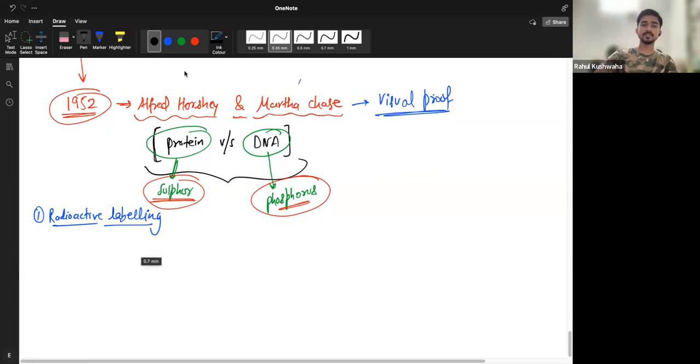So let's see what was the premise and background of this experiment. So Hershey and Chase, the model, yes. The spotlight feature is on. Sorry, come again? The spotlight feature is on. Yes, it is on.